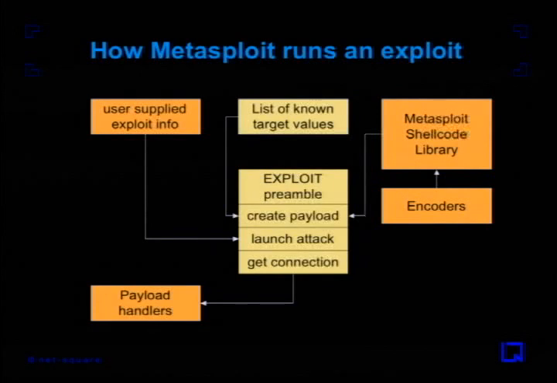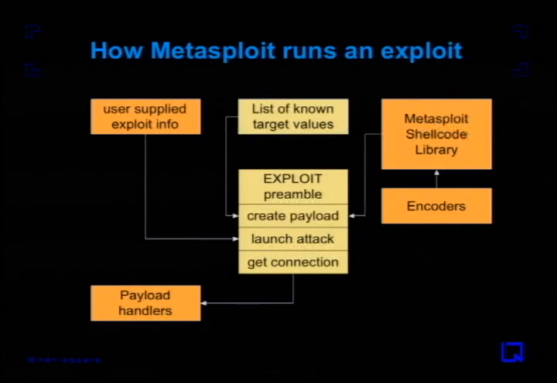All the lighter yellow regions are supplied by us. We have to create the stuff in the middle. That is, once we want to create our Metasploit exploit, we have to create a preamble. Then we have to add Perl code to create the payload, and we have to launch the attack by whatever TCP or UDP or whatever vector that is chosen to launch the attack. Once we launch the attack, we just hand the control back to Metasploit, where Metasploit will kick in one of its own payload handlers.